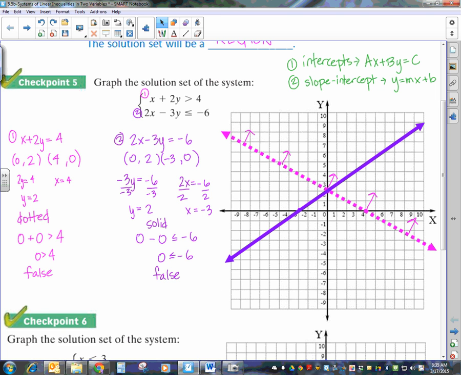Okay, so I've graphed my solid line, and again, it's false, so I do not shade where 0, 0 is, and I shade the other side of it. And that means I'm going to shade this way.